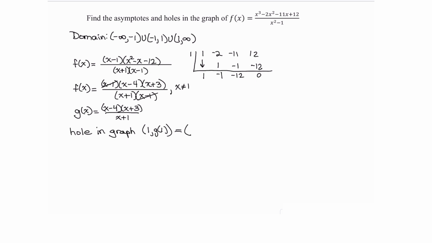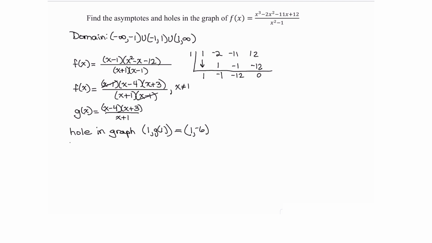And running 1 through the function g, we get that it would be negative 1 minus 4 multiplied to the quantity 1 plus 3 and then divided by the quantity 1 plus 1. Well, the quantity 1 minus 4 is a negative 3. So negative 3 times 1 plus 3, which is 4, gives me a negative 12. And then in the denominator 1 plus 1 is 2. Negative 12 divided by 2 is a negative 6. So we have a hole in the graph at 1 comma negative 6.